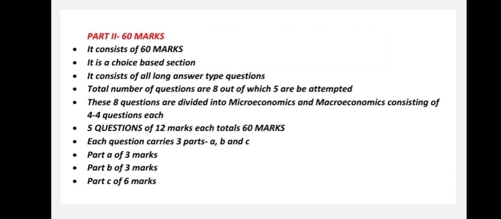5 questions of 12 marks. That means your total becomes 60 marks. How are these 12 marks divided? Each question, the 5 questions which you have to attempt out of 8, will be carrying 3 parts. Part A, Part B and Part C. Part A will be of 3 marks, Part B of again 3 marks and Part C of 6 marks. That means total becomes 12 marks. And like this you have to attempt 5 questions. So the total becomes 60 marks. So here you get complete choice.